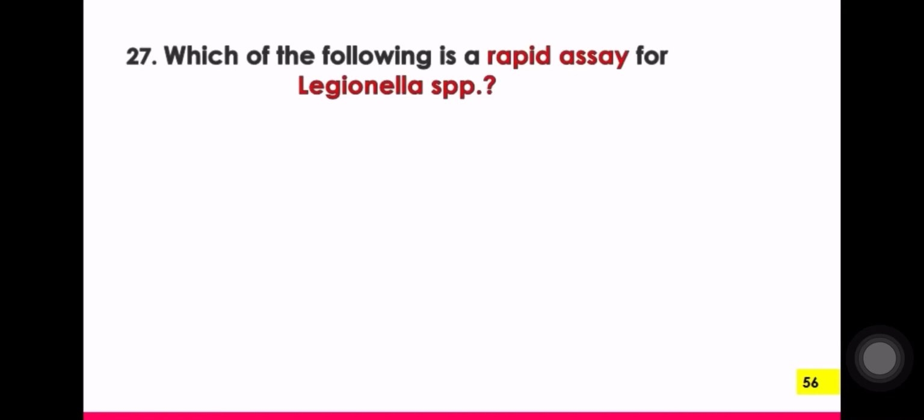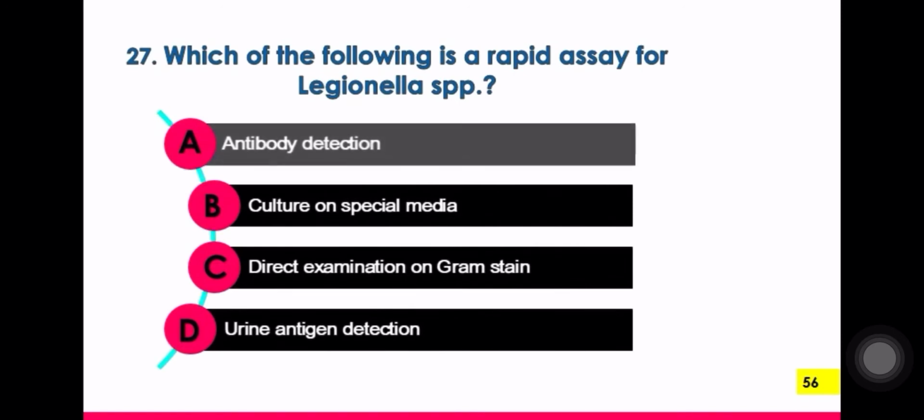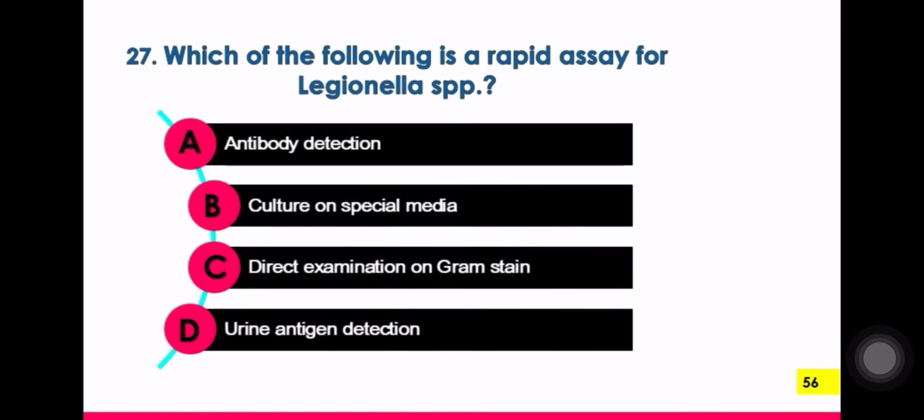Next, for number 27, which of the following is a rapid assay for Legionella species? Choices: A, antibody detection; B, culture on special media; C, direct examination on Gram stain; or D, urine antigen detection. The correct answer for number 27 is letter D, urine antigen detection.